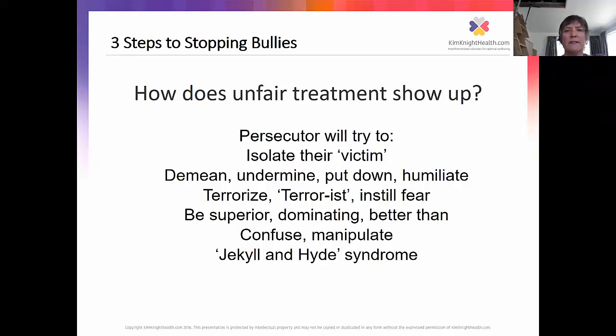So how does unfair treatment or verbal abuse tend to show up? Well, the persecutor may do things like trying to isolate their victim, demean, undermine, put down, humiliate, terrorize. And the word terrorize comes from terrorist. They will try to instill fear. They will try to be superior or dominating, better than. And they will confuse and manipulate. And often there's what we call the Jekyll and Hyde syndrome, where one minute they can be very nice and the next minute they can be really mean and nasty.